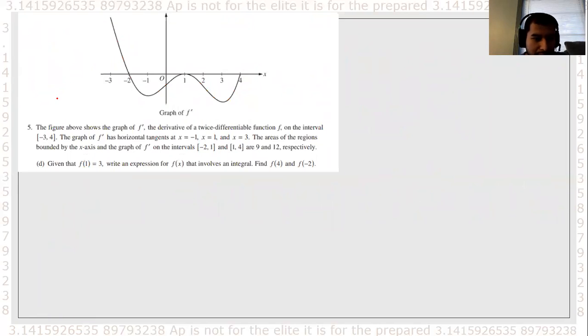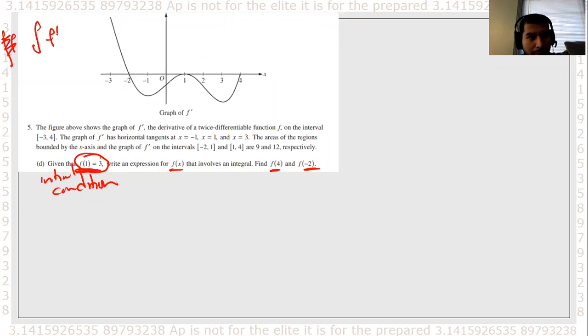All right. The last one talks about finding a value, but now they gave us an initial condition. So I don't know what f is, and they want me to find 2 values. That's pretty tough, because I have no idea what the graph of f looks like. Remember, if we integrate f prime of x, that is the same thing as f of x plus some constant, and I don't know what c is.